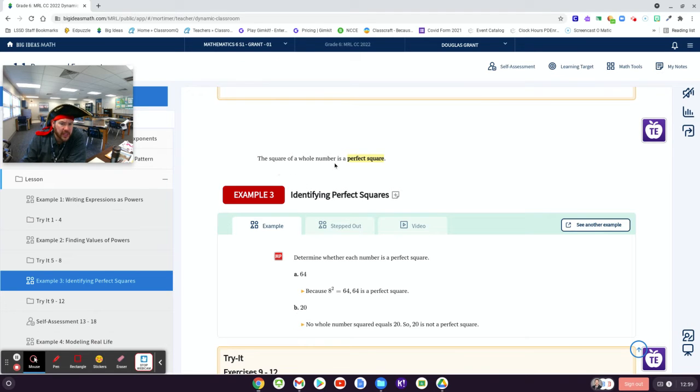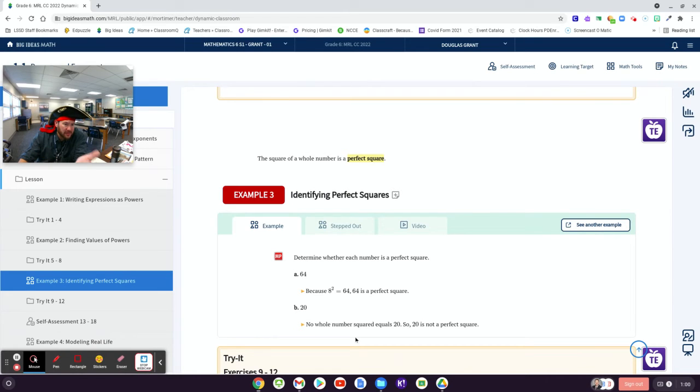The last bit of vocab is called a perfect square. So the square of a whole number is a perfect square. So 64 is a perfect square because 8 times itself, or 8 squared, is 64. That's why 64 is a perfect square, because 8 times itself is 64. 20, however, is not a perfect square.